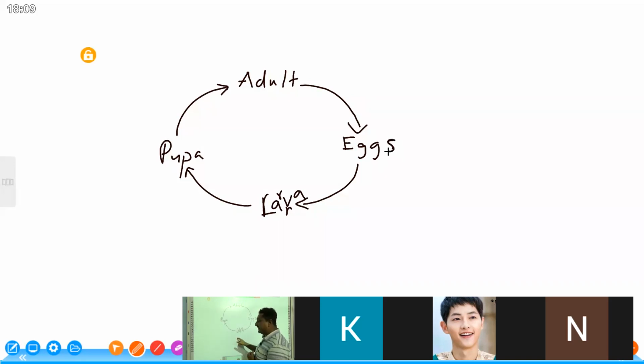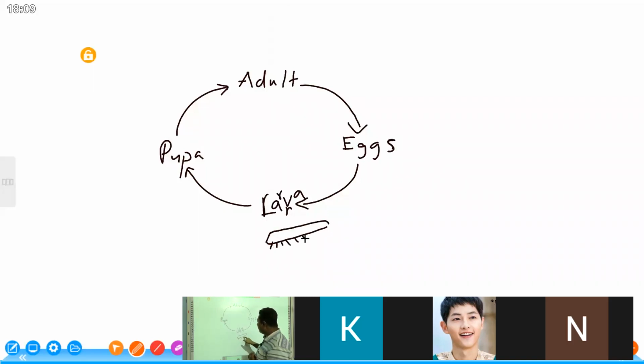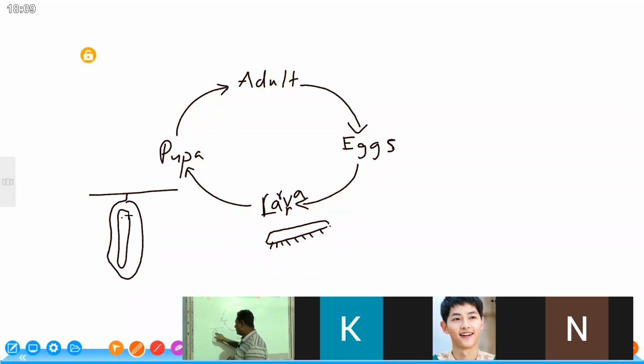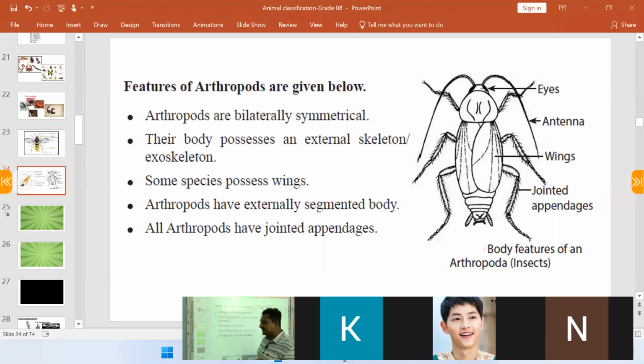Larva of butterfly is a caterpillar. Caterpillar is the larva of butterfly. Then after a few days, it makes a cocoon and lives inside the cocoon. Inside the cocoon, it gets wings and other body parts and turns into a matured butterfly. This kind of life cycle is called metamorphosis. So arthropods have a metamorphosis life cycle.